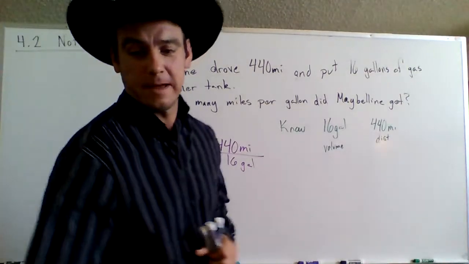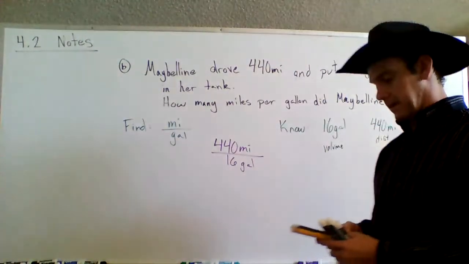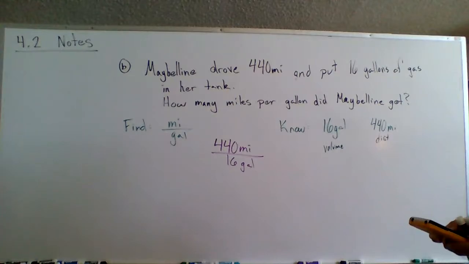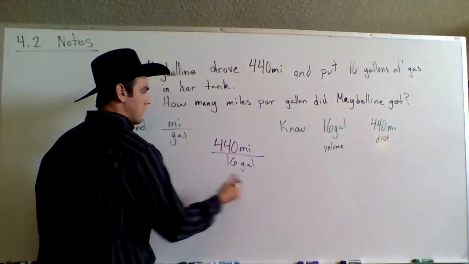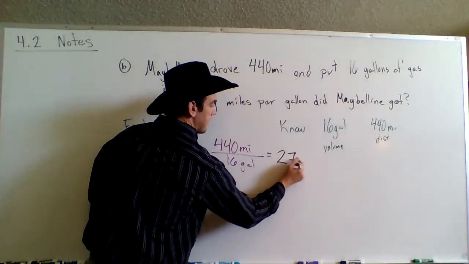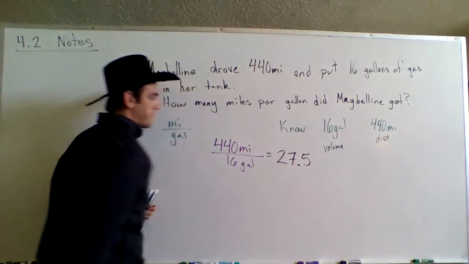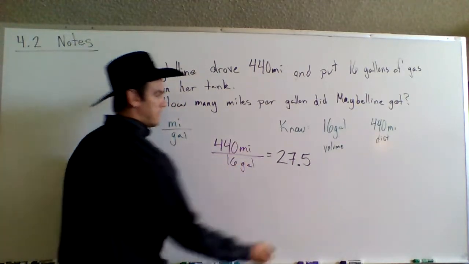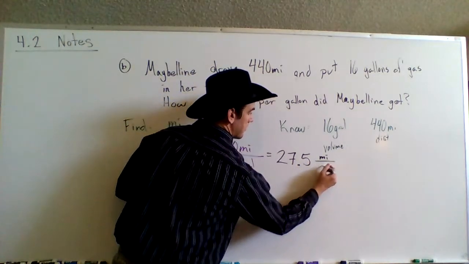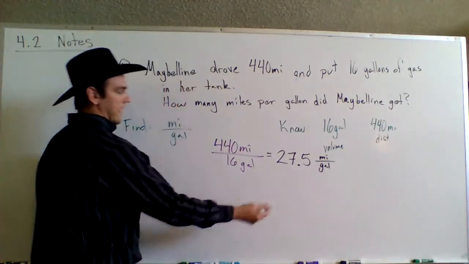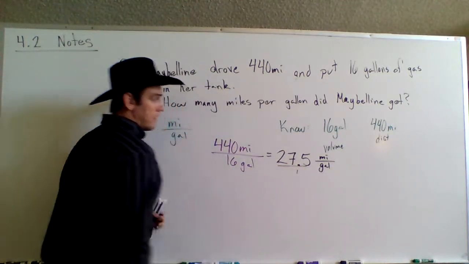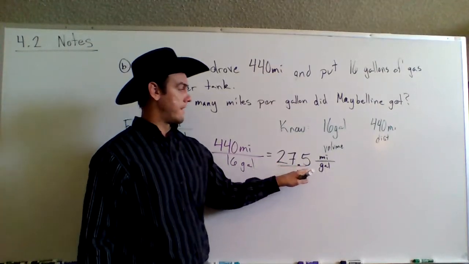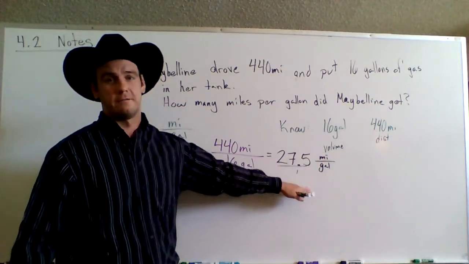Once again, you just type that bad boy into the calculator. We get 440 divided by 16. It's going to be 27.5. My units are going to be miles per gallon. So guys, really what happens here is that ends up being 27.5 over 1. So she gets 27.5 miles for every 1 gallon of gas.